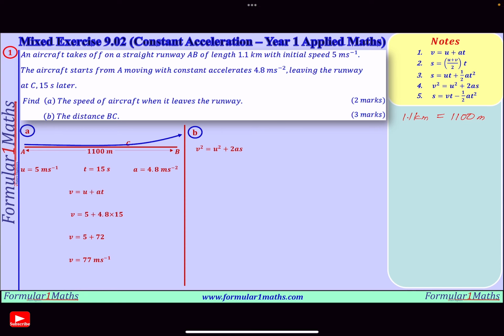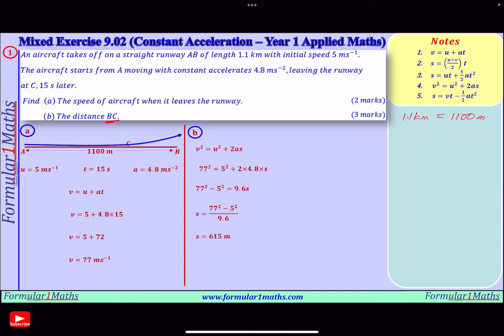So we just simply do our substitution as follows. 77 squared is equal to 5 squared plus 2 times 4.8 times s. Simplify to get 77 squared minus 5 squared is equal to 9.6s. Rearrange to get the following. And finally solving gives you s is equal to 615 meters.